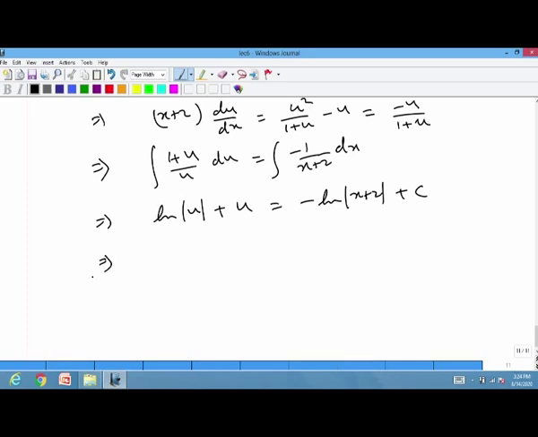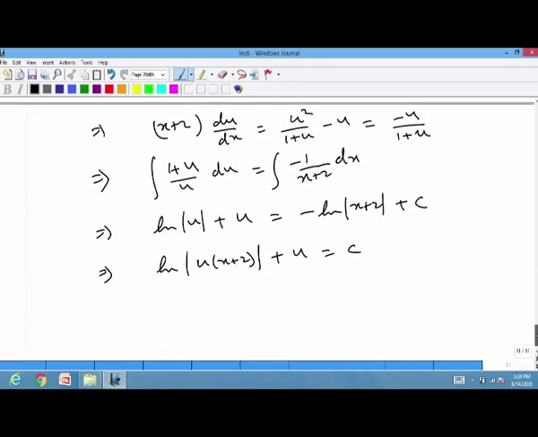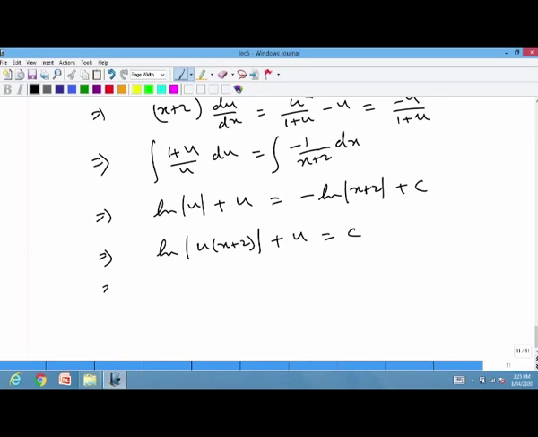So this implies we can bring this log to this side and we get log|u(x+2)| plus u equal to a constant. Now, we know that u(x+2) is y. So this implies log|y| plus u, which is y/(x+2), equal to c.